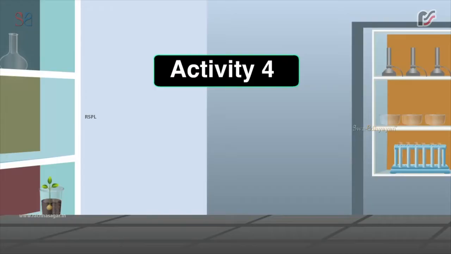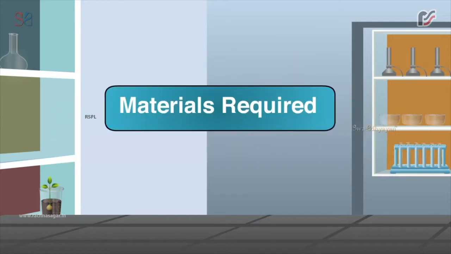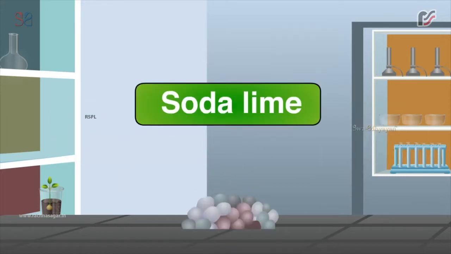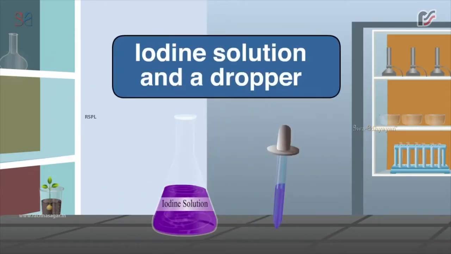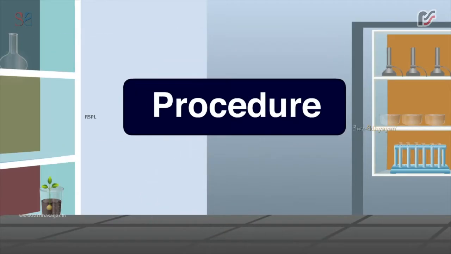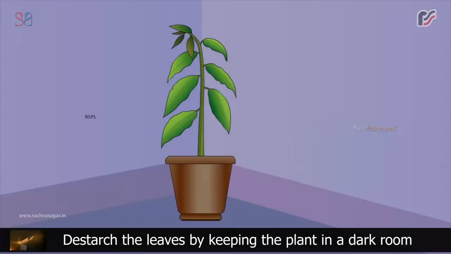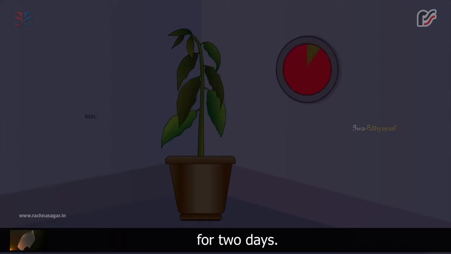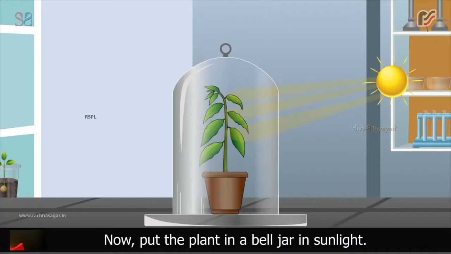Activity 4. Aim: to show that carbon dioxide is necessary for photosynthesis. Materials required: a potted plant, soda lime, a bell jar, iodine solution, and a dropper. Procedure: take a potted plant. Destarch the leaves by keeping the plant in a dark room for 2 days. Now put the plant in a bell jar in sunlight.